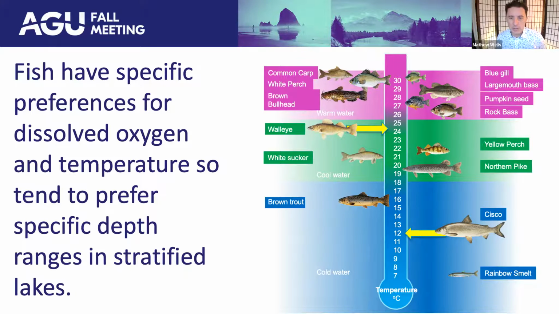So as the name suggests, during summer, you tend to find warm water fish in either warm littoral zones or the very surface of lakes. Cool water fish will be generally located above the thermocline, and then the cold water fish located in the cold waters beneath the thermoclines. So in my talk today, I'm going to look at two particular fish, a walleye, which is a warm water fish generally found above the thermocline in lakes, and cisco, which is a cold water fish found below the thermocline.